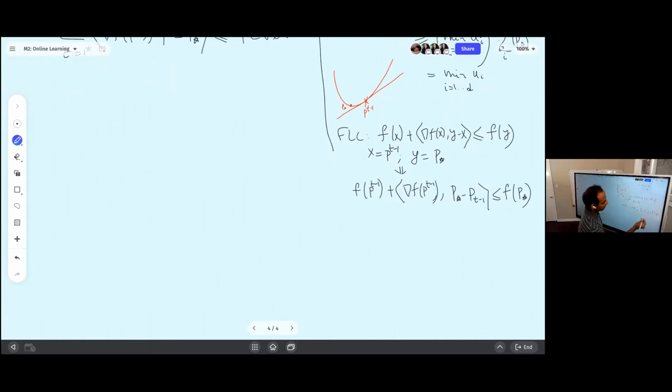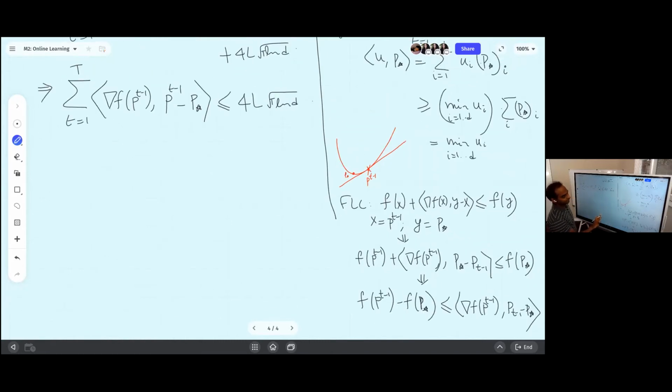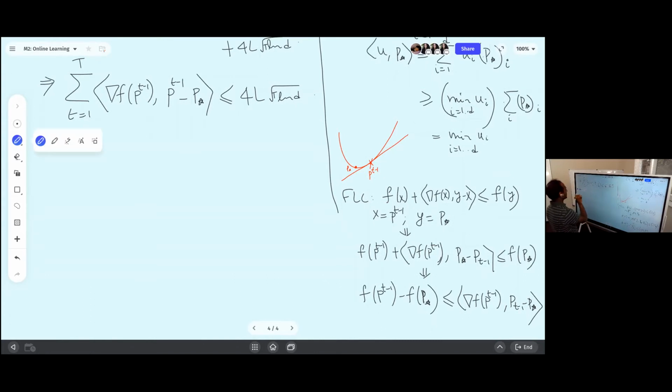So notice that this is p star minus pt minus 1, so shuffling it around, this implies that the difference of the function values at my iterate compared to the global optimum is upper bounded by this inner product of the gradients. And notice that magically this quantity here, this inner product of gradients, is exactly what we are bounding using the regret analysis. So let's plug that in.